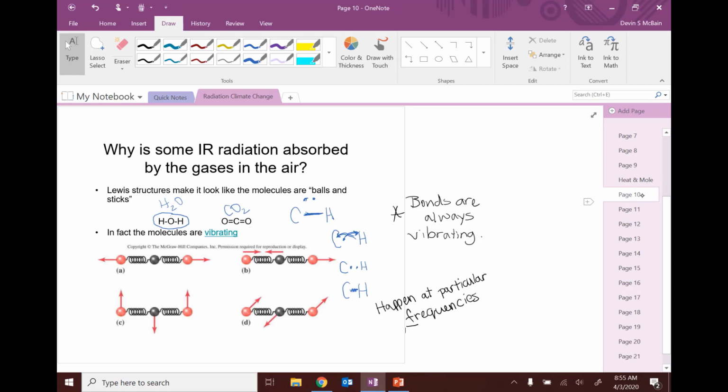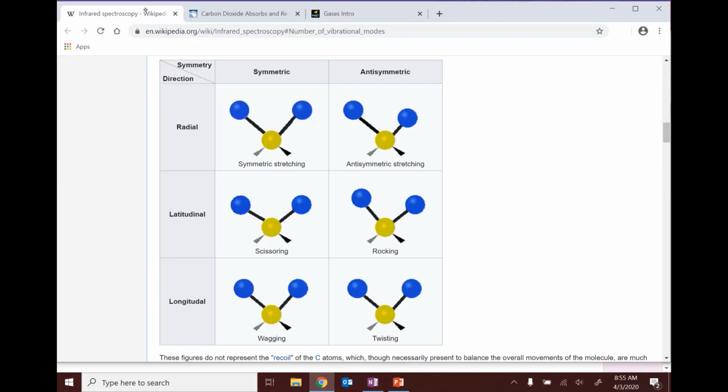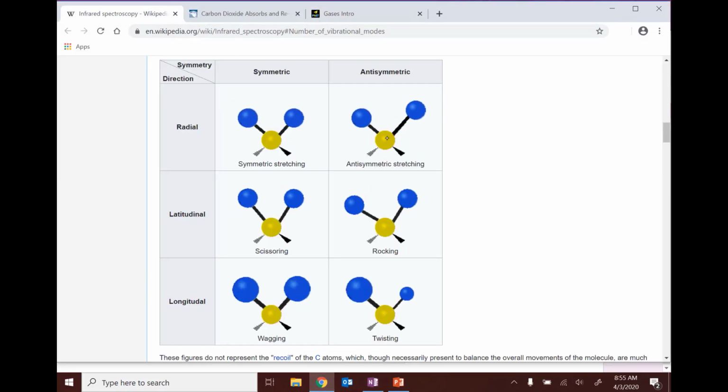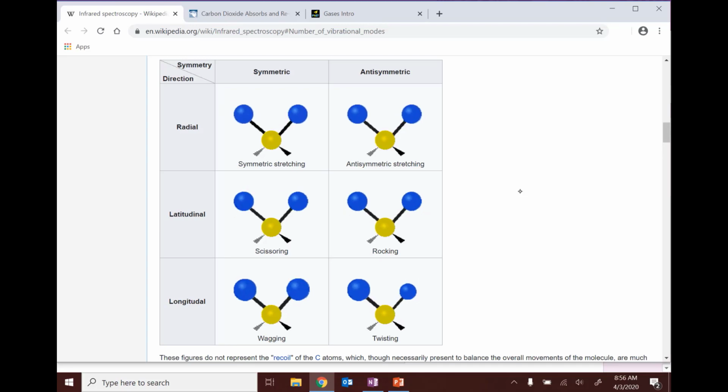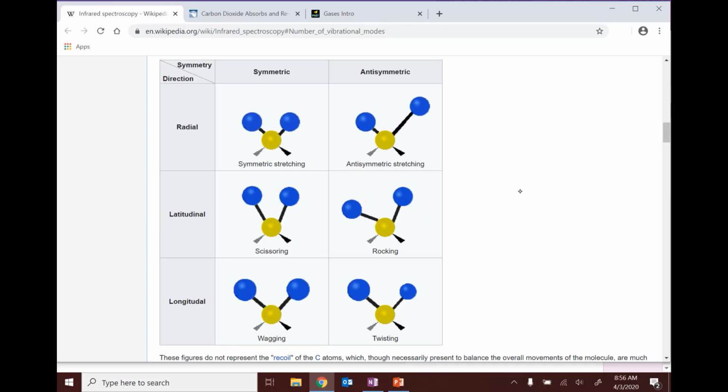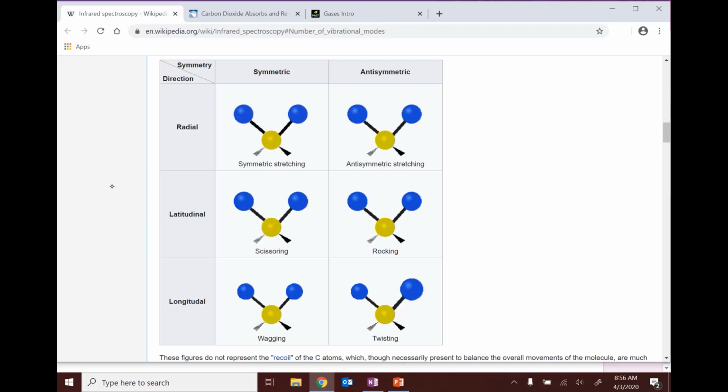So let's talk about IR vibrations, okay? Some IR radiation is absorbed by gases in the air specifically because molecules are always vibrating, okay? So I just explained that this is a thing that happens. But if we go over and take a look at the Wikipedia page on infrared spectroscopy, we have this very lovely demonstration of all of the different ways that molecules can vibrate, okay?